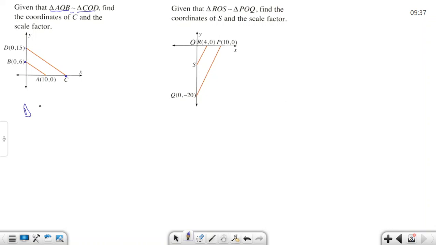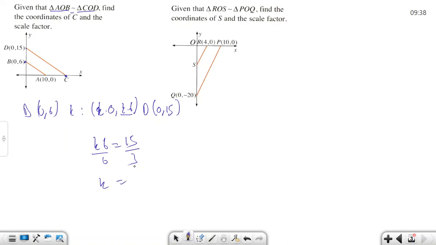To find the scale factor k, B is (0, 6). So k times 0 and k times 6 gives the new point D (0, 15). K times 0 is 0, any number multiplied by 0, so I cannot find k from that, but k times 6 equals 15. Divide by 6, k equals 5 over 2. I found the scale factor.